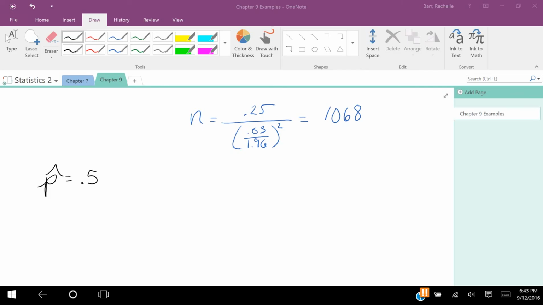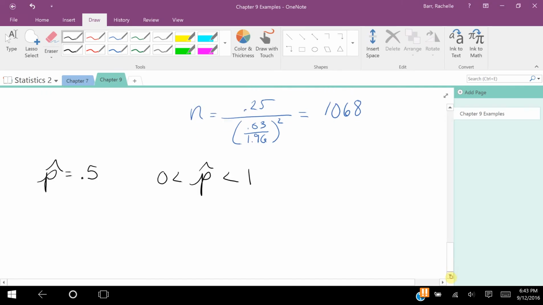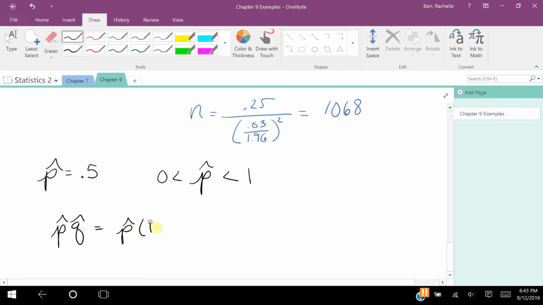We do know that p, since it's a proportion, is somewhere between 0 and 1. So that sort of gives you bounds on what it could possibly be. Now, we're not actually interested in finding the worst case scenario for p hat. We're looking at finding the worst case scenario for p hat times q hat, which if you multiply it out is actually p hat minus p hat squared, okay?